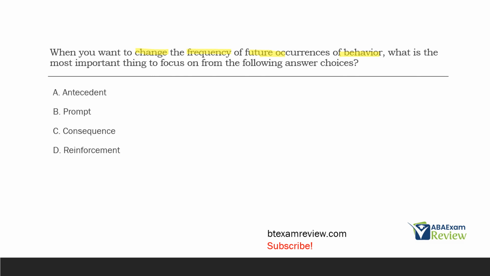We would use punishment. And so the best answer is consequence. Although reinforcement also changes future occurrences of behavior, we didn't specify what type of change. We just want to change it. If we want to decrease it, we would need punishment. So if we want to change frequency of future occurrences of behavior, just in general, we're most worried about C, our consequences.